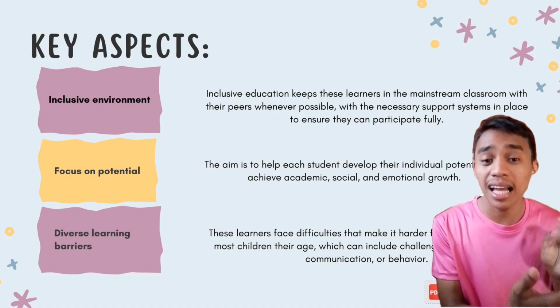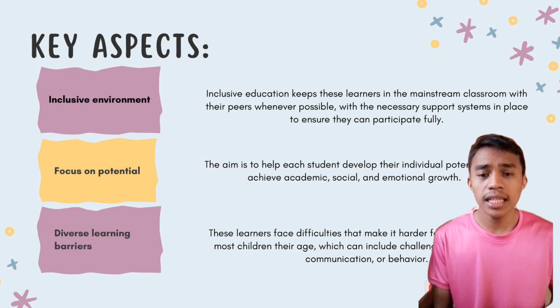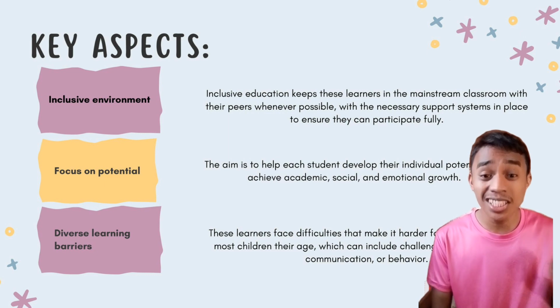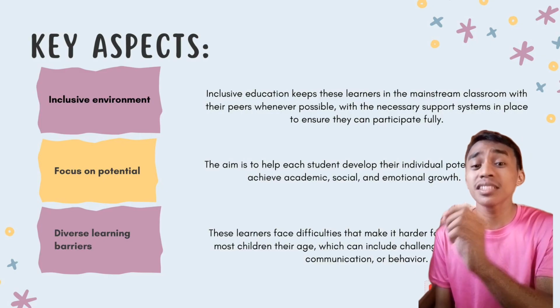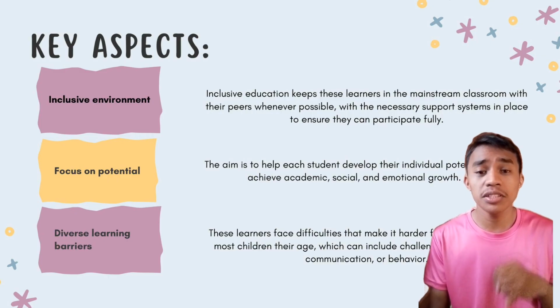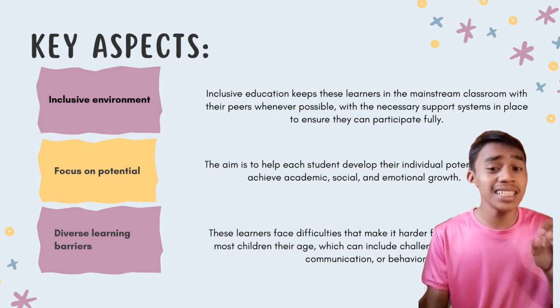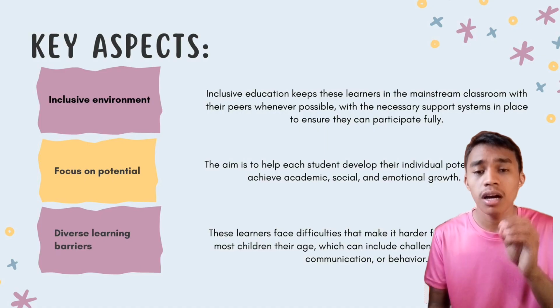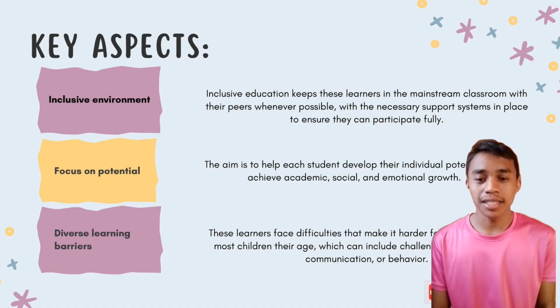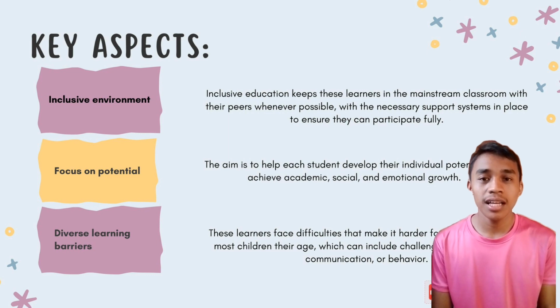That's inclusive education. In short, an inclusive environment is a classroom where the system changes to fit the students rather than forcing students to change to fit the system. That's the goal of an inclusive environment. Okay, the next one is focus on potential. The aim is to help each student develop their individual potential and achieve academic, social, and emotional growth.